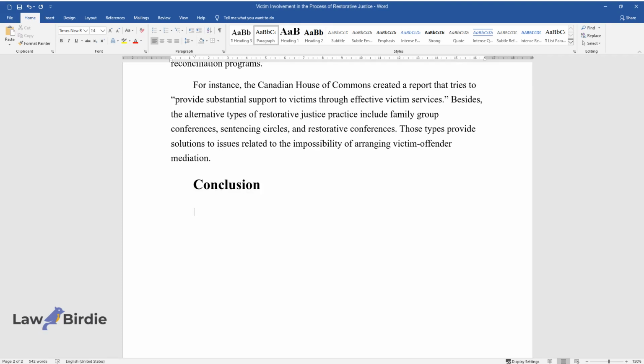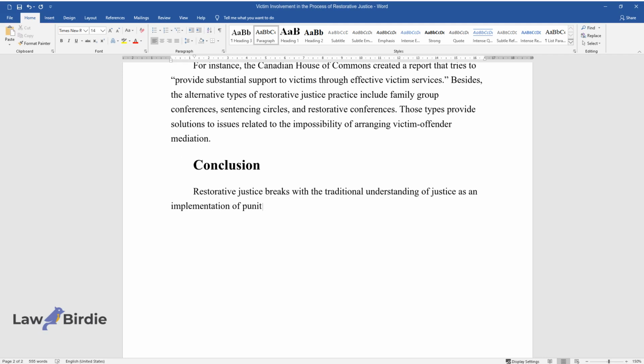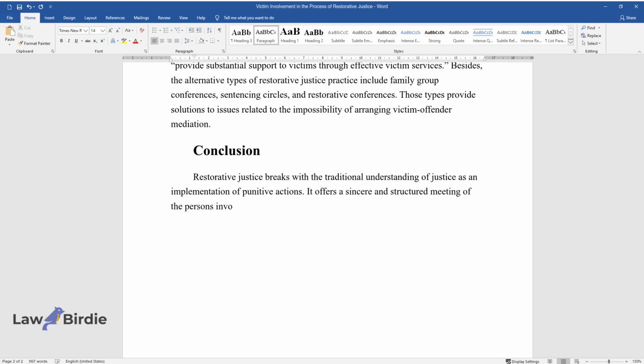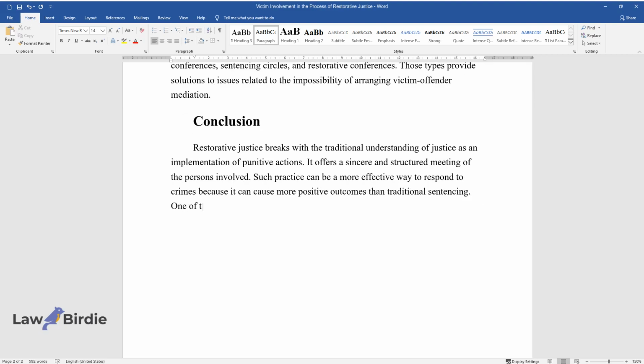Conclusion. Restorative justice breaks with the traditional understanding of justice as an implementation of punitive actions. It offers a sincere and structured meeting of the persons involved. Such practice can be a more effective way to respond to crimes because it can cause more positive outcomes than traditional sentencing. One of the concerns is the negative attitude of victims toward involvement in litigation.